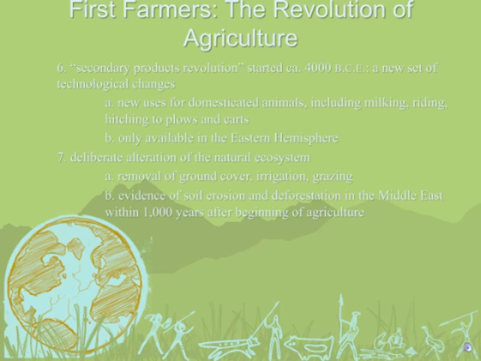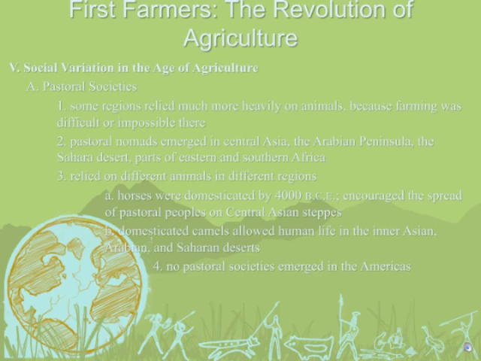All right, social variations in the age of agriculture. Pastoral societies: some regions relied much more heavily on animals because farming was difficult or impossible there, and so you'll have your herding societies. Pastoral nomads emerged in Central Asia, the Arabian Peninsula, the Sahara Desert, and parts of Eastern and Southern Africa.